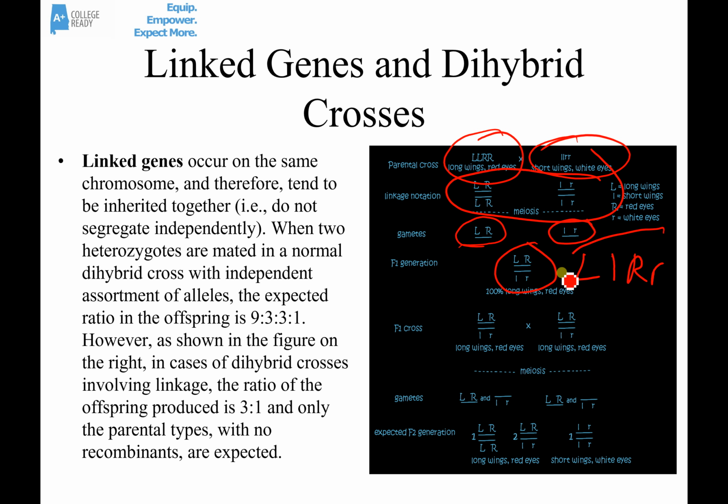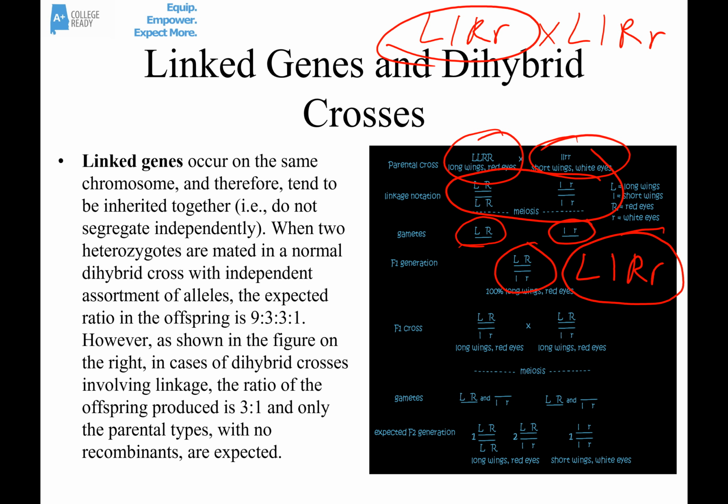If then we take two of these offspring and cross them together, so if we do a big L, little l, big R, little r, crossed with the same thing, we would expect under Mendelian inheritance to get a 9:3:3:1 phenotypic ratio. But because of the linkage of the genes, let's back up for a second. If we were thinking about Mendelian inheritance, this organism ought to be able to make 4 genetically different types of gametes: big L, big R; big L, little r; little l, big R; and little l, little r. And this one ought to be able to make the same.